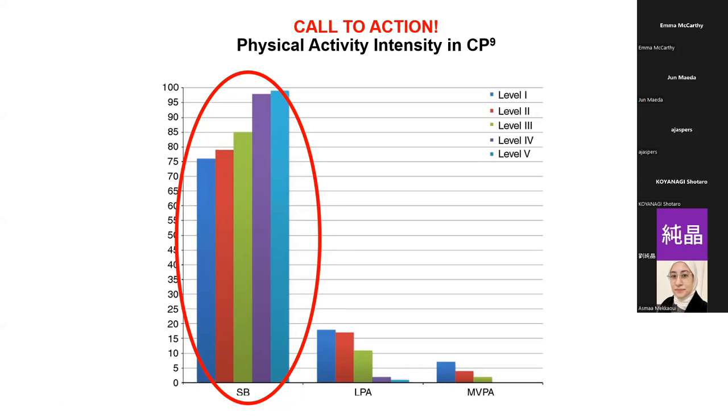This is cerebral palsy specific, but it's saying to me, hey, Maggie, even the kids who are most functional, GMFCS level 1, all the way up through level 5, are spending more than 75% of their time on average in sedentary behavior. Call to action. How do we help? What do we do?